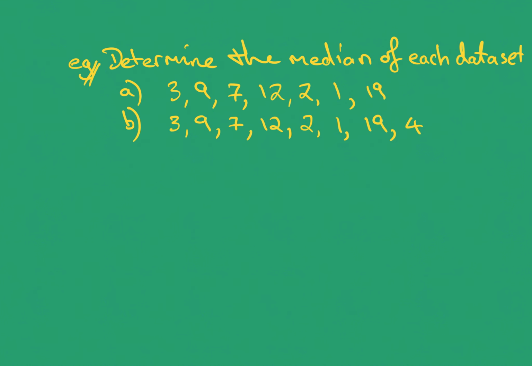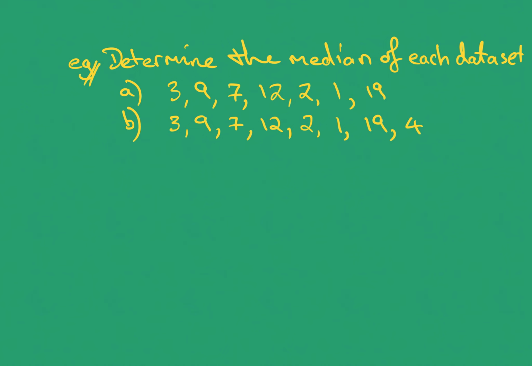So my next example is to determine the median of each of these two data sets. And the reason I've got two different data sets there is because depending on how many data values you have or how many observations you have, there's a very slight change in how you figure out what the median is. But keep in mind that the median is the middle value in the data set once you've written it out in order. Okay, so you'll see in a moment why we have to change how we figure it out based on how many data values we have or how many observations we have.